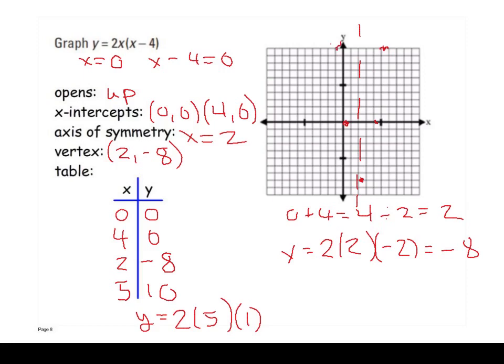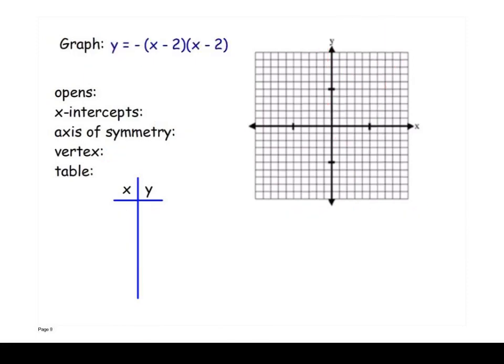And when I draw my parabola, it's going to look like this. Again, my a value is equal to 2. So we're looking at a pretty thin graph.